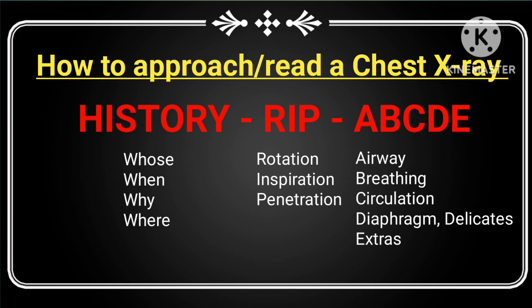A for examination of airway, B for examination of breathing, C for examination of circulation, that is heart, D for examination of diaphragm and delegates. Delegates means which is breakable, that is bone. Lastly, we have to discuss examination of extras. Let's discuss examination of airway.